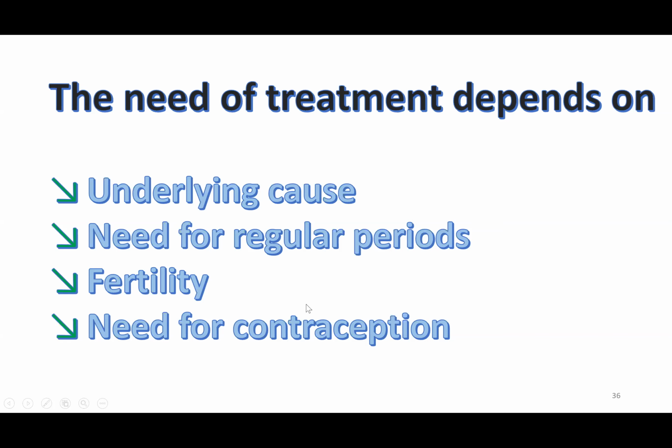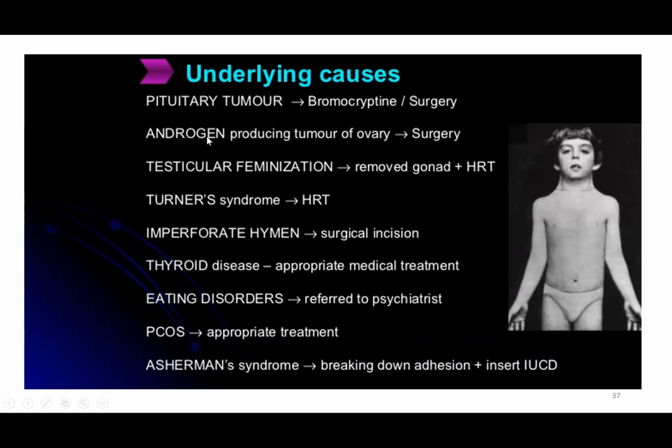Regarding the underlying cause, for example, if she has a pituitary tumor, we either remove it or give treatment in the form of bromocriptine or cabergoline. If there is an androgen-producing tumor of the ovary, we will go for surgery. If there is testicular feminization, we have to remove the gonad to avoid intra-abdominal malignancy, and we give hormone replacement therapy. However, they are sterile.